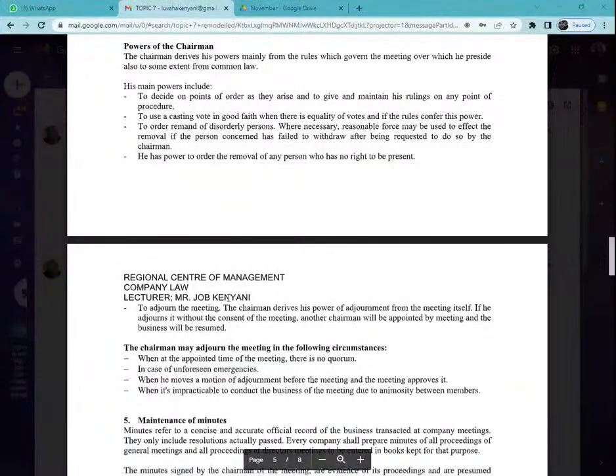So that's how you could have approached or answered that question. Just mention the duties, and of course the powers of the chairman. This is in the notes I shared. Basically you'll be able to see these duties and powers of the chairman.